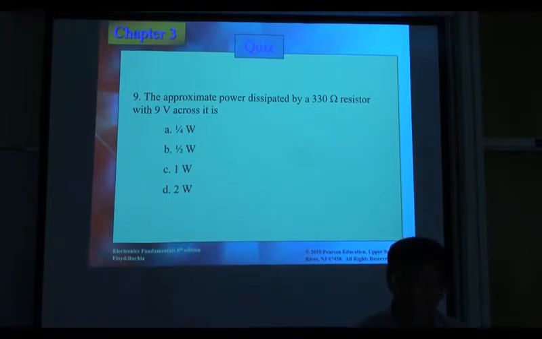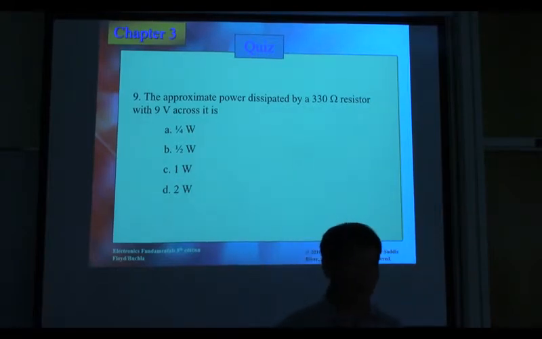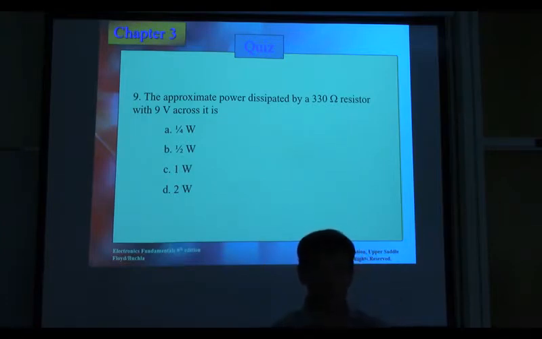So A is correct. V squared equals 81, because 9 squared equals 81. Divided by 330, if you cancel, approximately equals a quarter. So 81 times 4 equals 324, and this one equals 330, so very close. So 81 over 330 is the result.